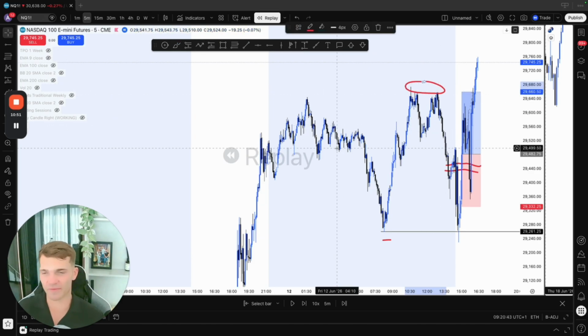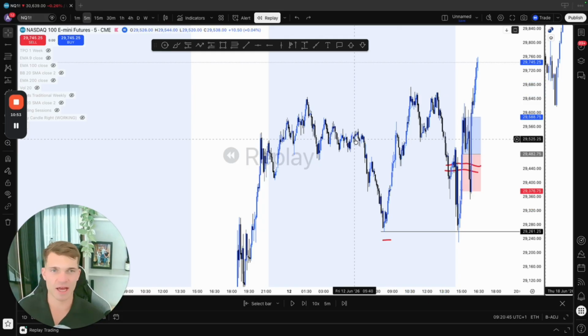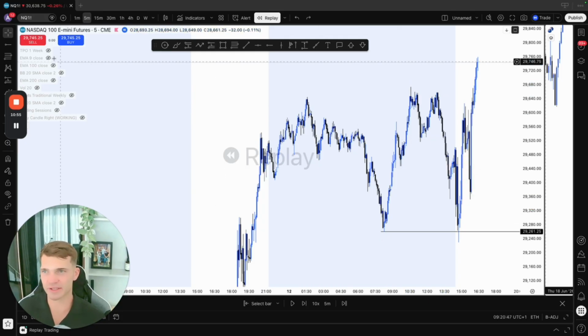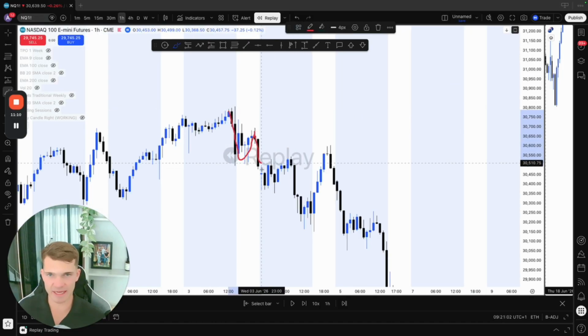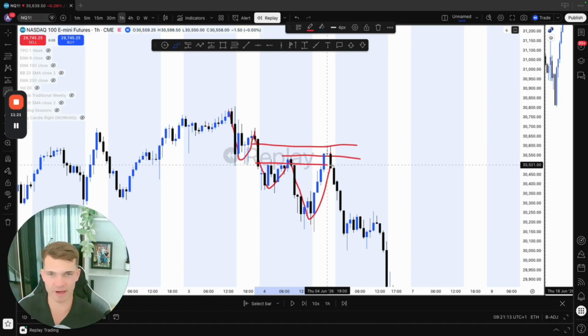You're moving from fair value to liquidity, and the market does that time and time again. So let's find another example. Okay, so this time we're in a downtrend, right? We're making lower lows and lower highs. Now, what we get at this position here is a sweep of that higher time frame liquidity into a 1 hour fair value gap.